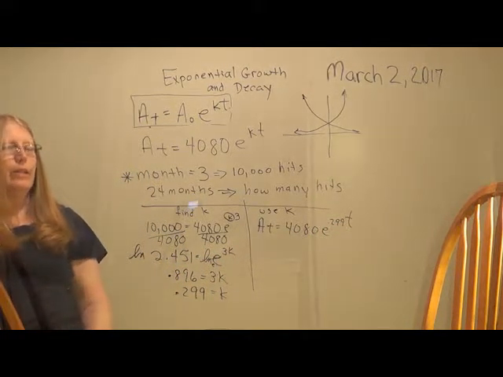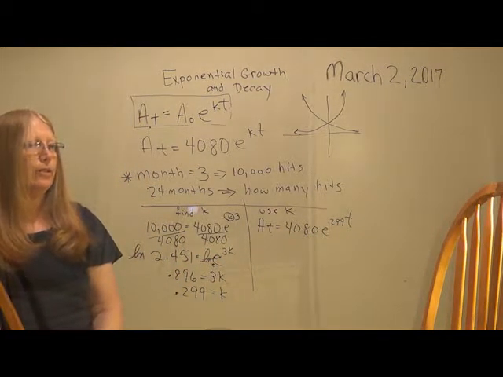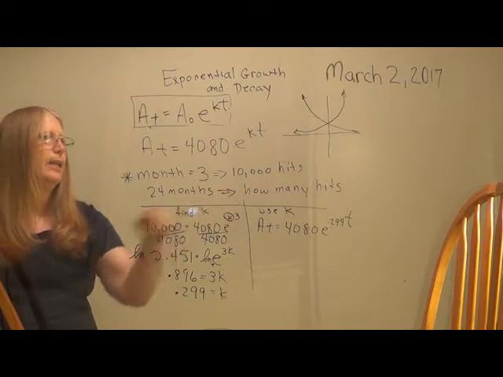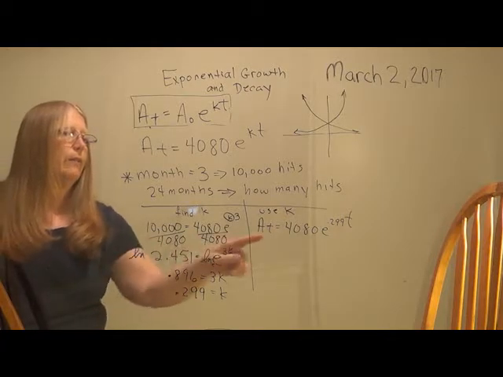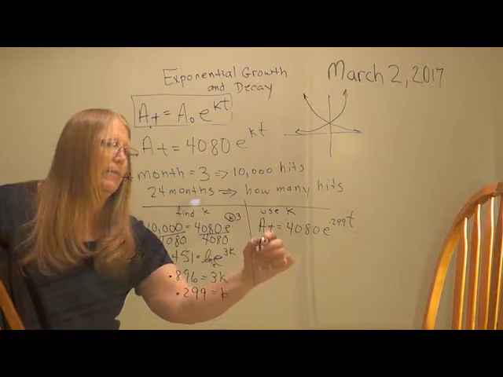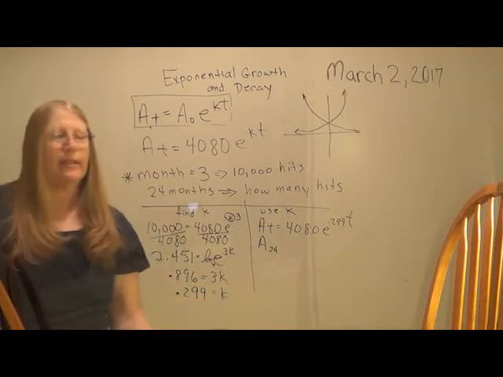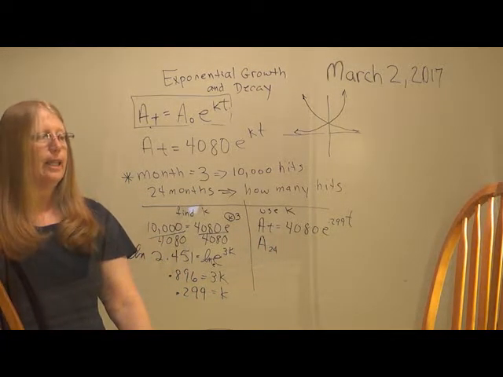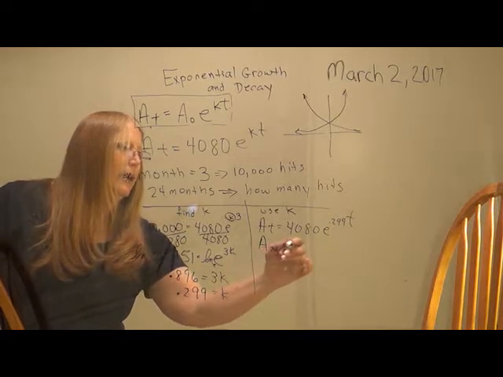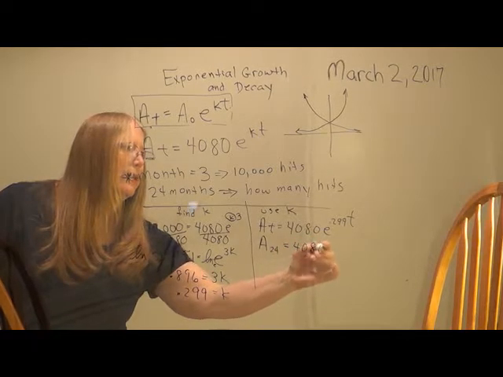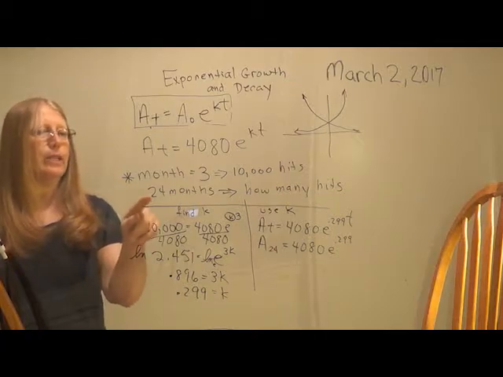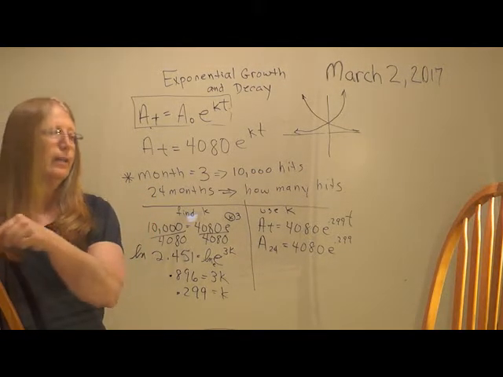Now I'm going to use that k to answer the problem. The question says, in 24 months, how many hits? So we are looking for an amount at 24 months. So I'm going to write it like that. A sub 24 indicates to me that I want the amount at 24 months. It equals 4080 e to the 0.299, but we know the time because it was given in the problem. The question part is 24.